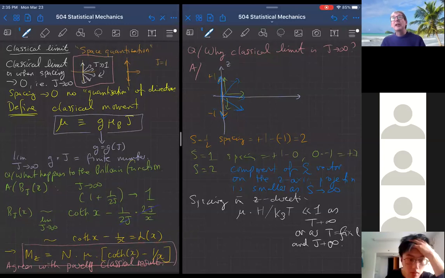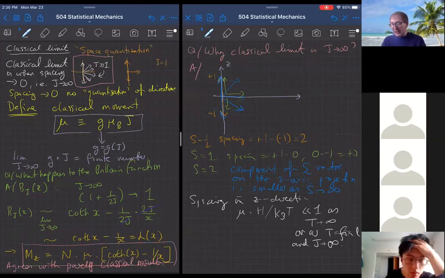Yeah, I understand your question. You're saying that the length of the vector gets bigger, so the change in the projection is always going to be 1. That's what you're saying. Yes, that's true. I agree with you.